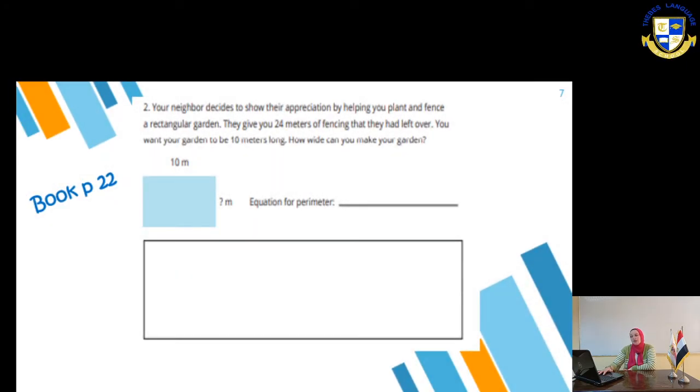Now in the next page, your neighbor decides to show their appreciation by helping you plant a fence of a rectangular garden. They give you 24 meters of fencing that they had left over. You want your garden to be 10 meters long. How wide can you make your garden?